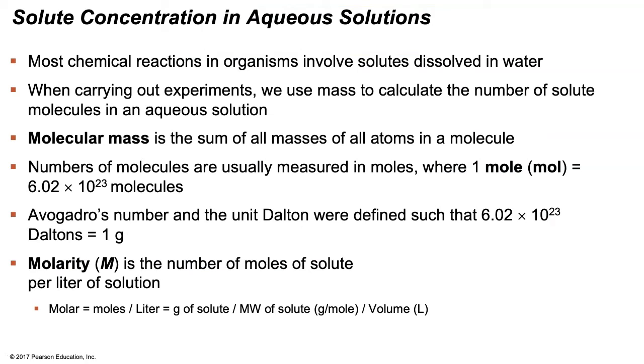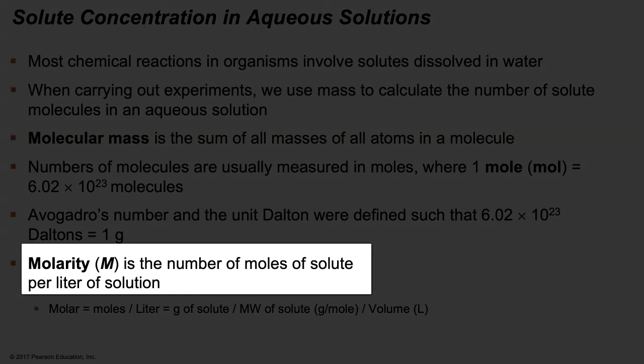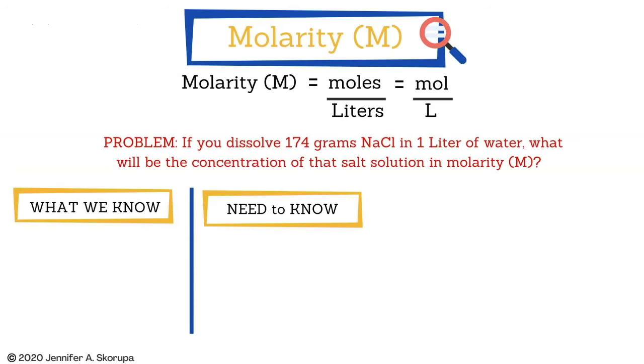We need to understand how to calculate the molecular mass in order to understand the first method of calculating solute concentration, which is molarity. Molarity, which is represented by that capital M, is the number of moles of solute per liter of solution. To illustrate molarity, let's walk through a problem.